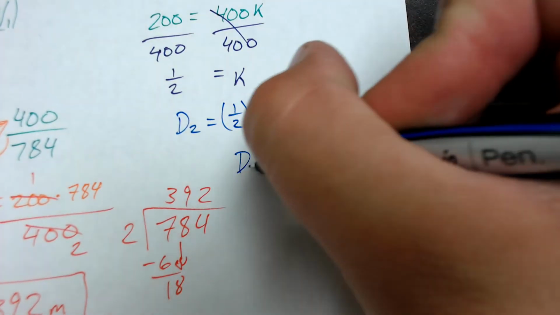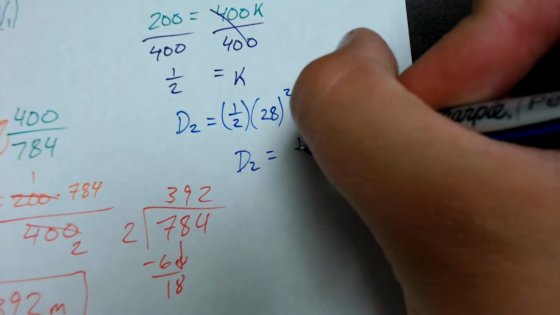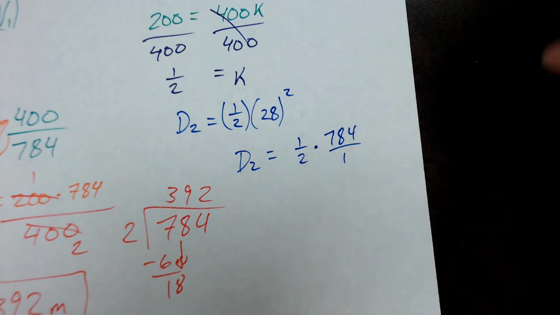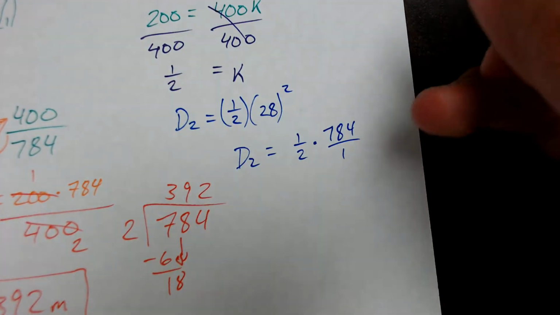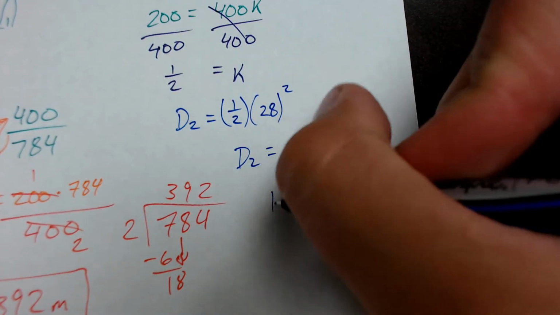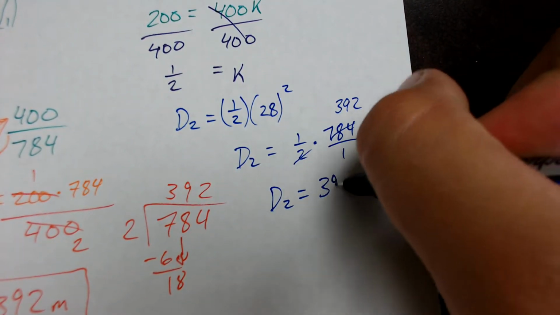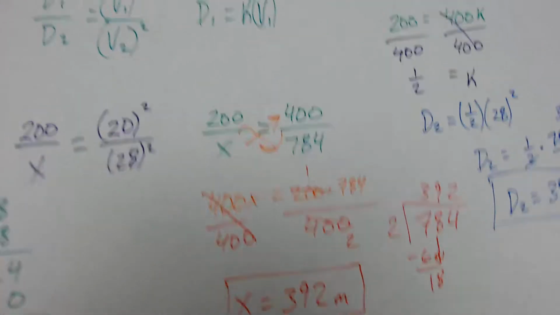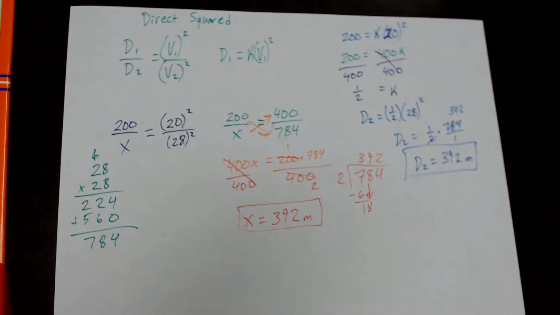So distance 2 is going to equal 1/2 times 784. And we already did that division, so we know that 2 can go into 392 times, which means that distance 2 is equal to 392 meters. All right, so that is direct variation squared. Now we're going to go over inverse variation squared.